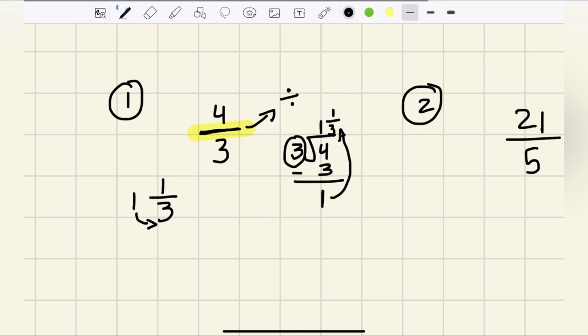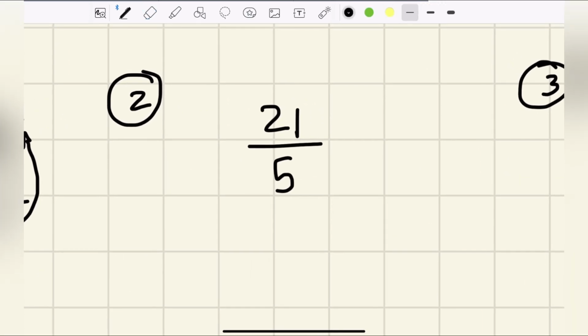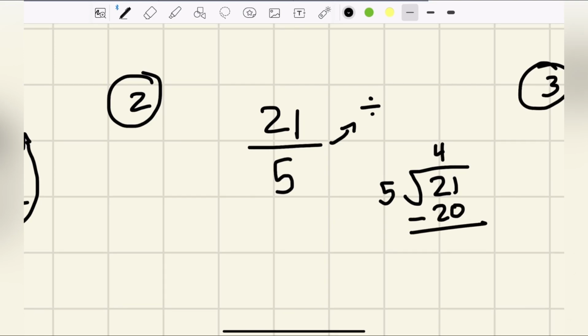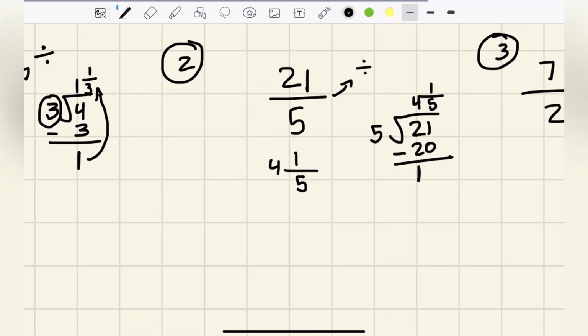Let's do another problem just so you can get the hang of it. So remember, the line is the same as a division symbol. So that means we're dividing 21 by 5. How many times does 5 go into 21? That's 4. 20. We subtract and we get 1. Our remainder becomes a numerator and our 5 becomes a denominator, giving us a mixed number 4 1/5. How do we check?